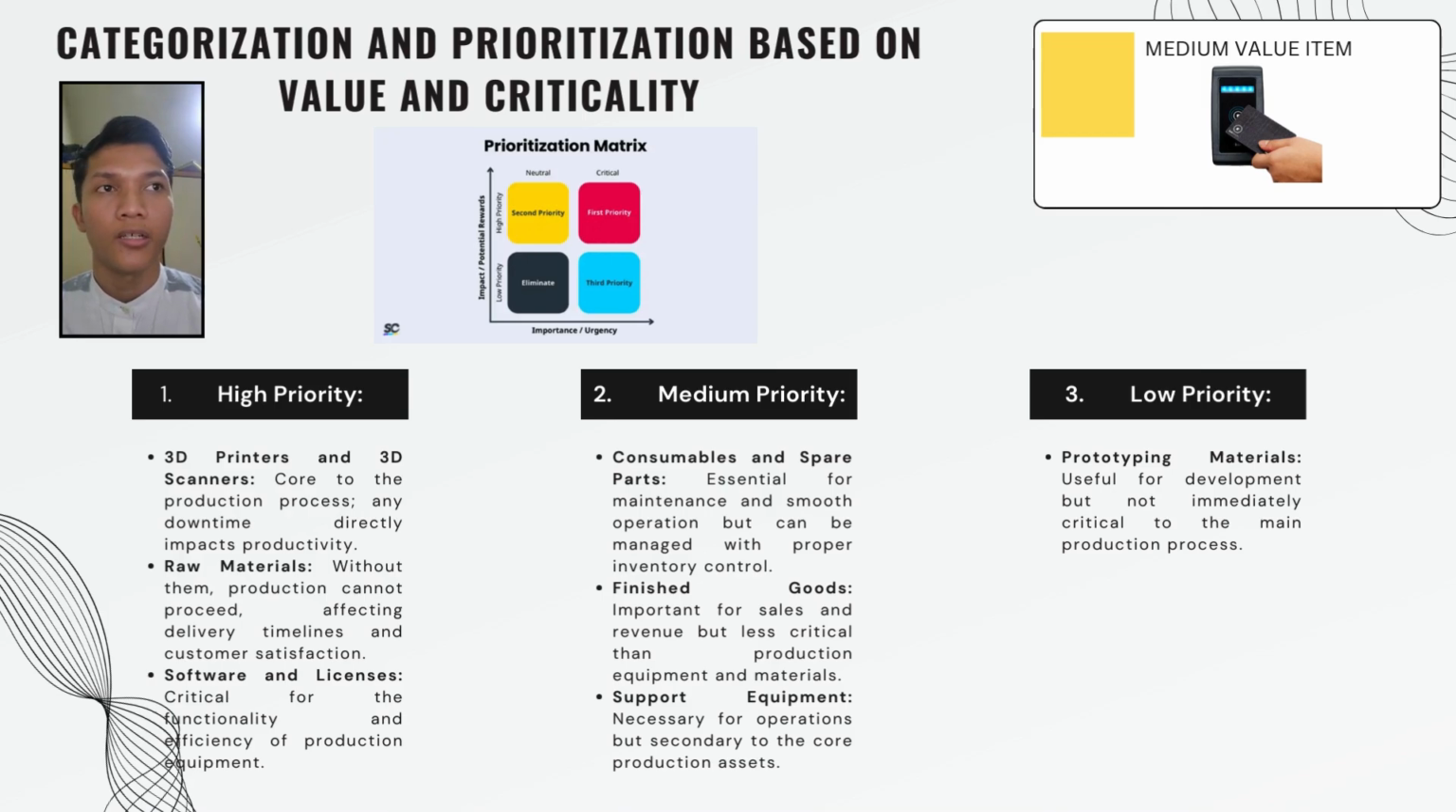Lastly, the low priority. For low priority there are the prototyping materials. Prototyping materials are very useful for development, but not immediately critical to the main production process.